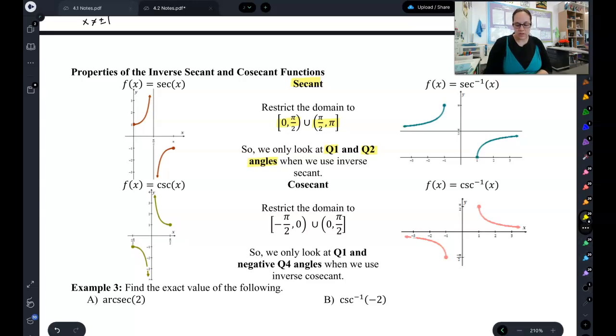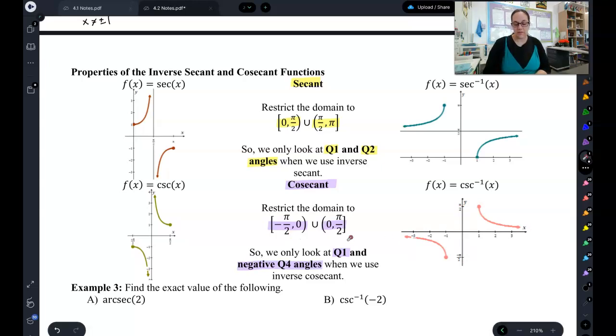So here is our visual restrictions, and here is when we flip them and get the arcsecant graph. Finally, we have cosecant, which goes from negative pi halves to 0 and 0 to pi halves. So quadrant 1 and negative quadrant 4 angles, which is basically the same as sine, because cosecant is the opposite of sine. So there's our cosecant graph restricted, and here's what happens when we flip it to get the actual cosecant graph. So let's add these to our domains.